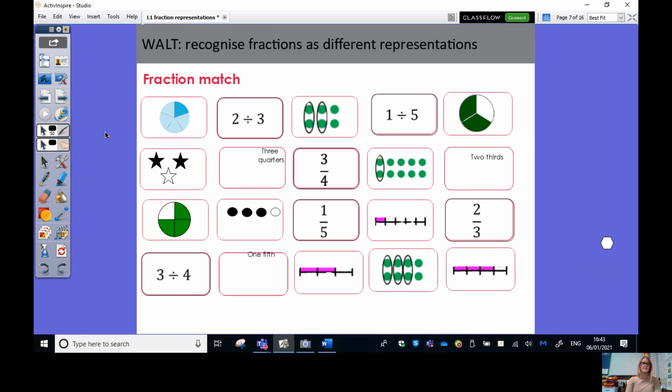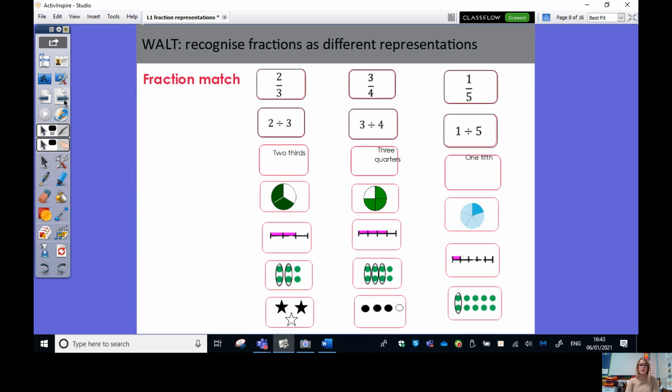Okay, hopefully you've managed to have a go at that, whether it was just looking at the slides or whether you've actually been able to have a go by printing it off and mixing them up. So let's have a look. We had 2/3, 3/4 and 1/5. So all of the representations that are underneath that fraction are also representing the same thing.